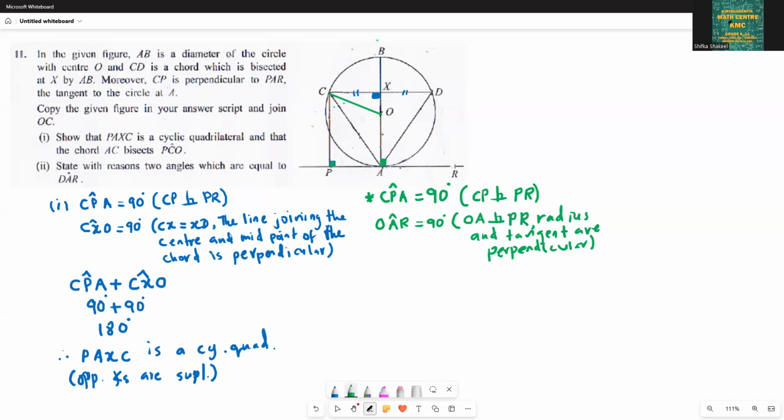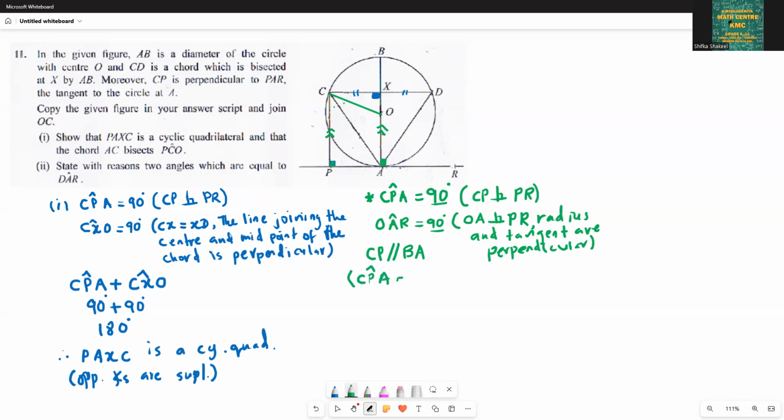So these two are equal to 90, which means, children, CP is parallel to BA. These two lines are parallel lines. CP is parallel to BA. Why is that parallel? These two angles are equal.